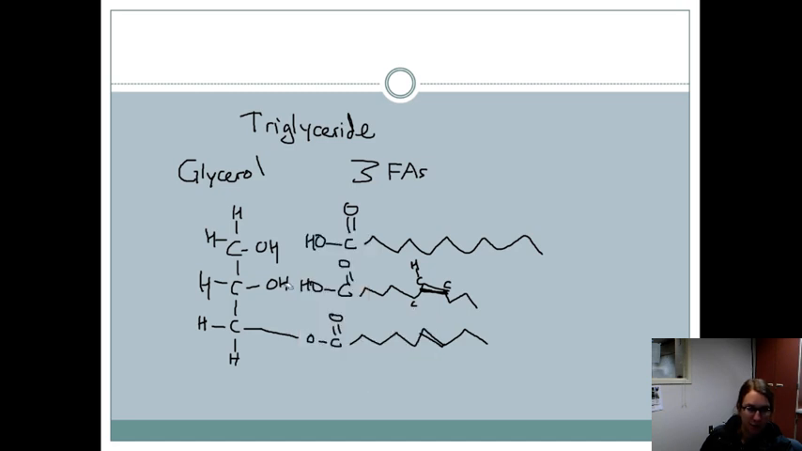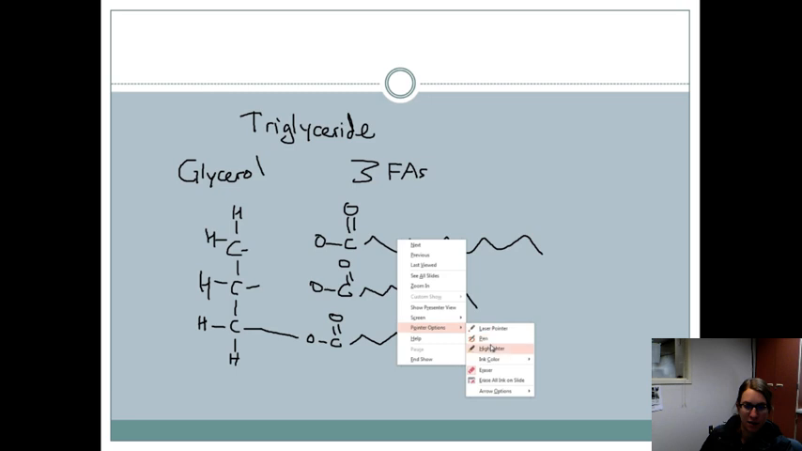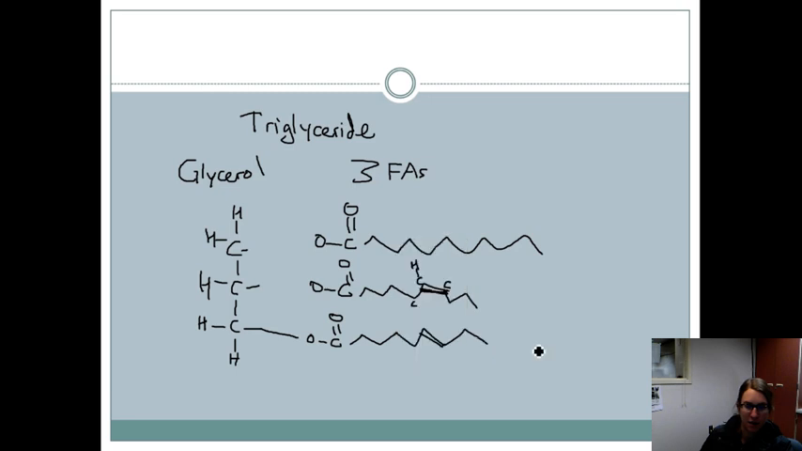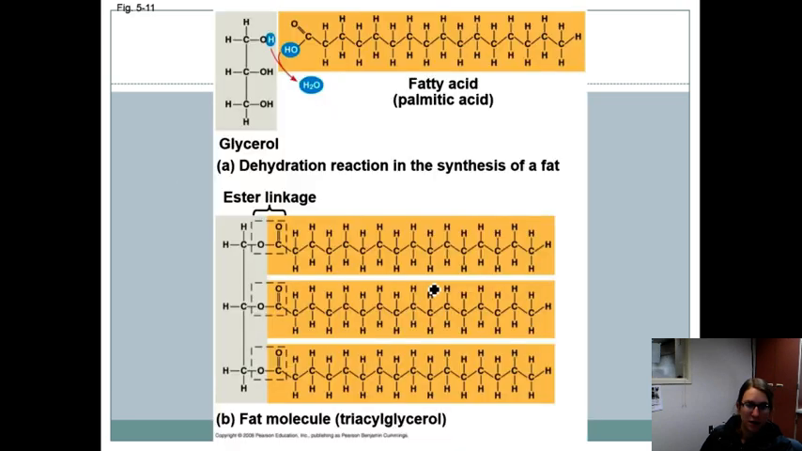So let's do that for all 3. Take away 2 H's and an O to make water, and whatever's left will get connected. So now we have a triglyceride that is glycerol connected to 3 fatty acids. Kind of ugly fatty acids, but you see what I mean. Here's a prettier picture of it. So you can see the glycerol is on the left side in gray, and the 3 fatty acids are on the right side in yellow.